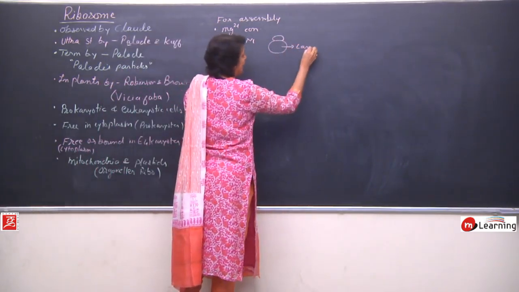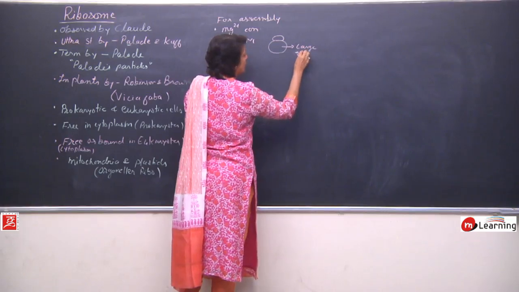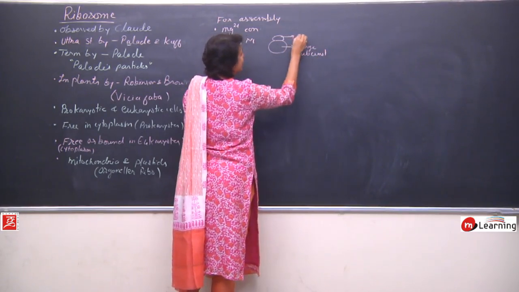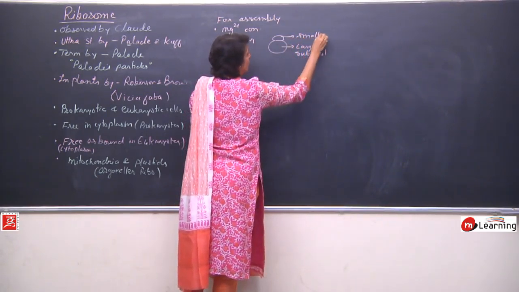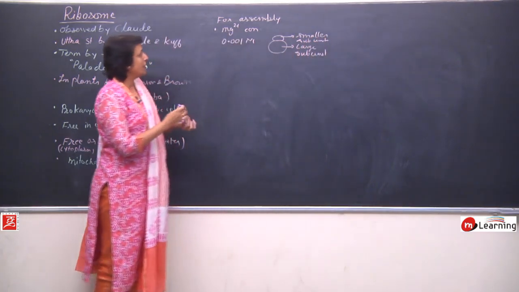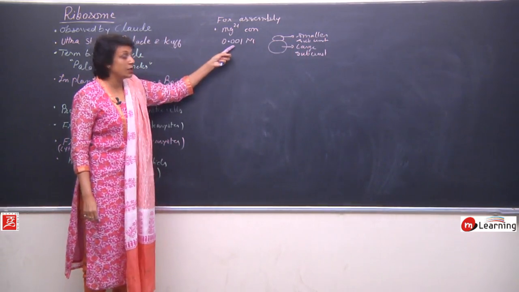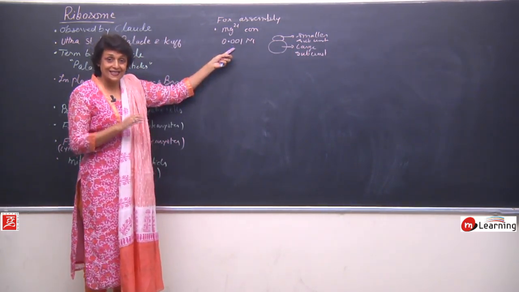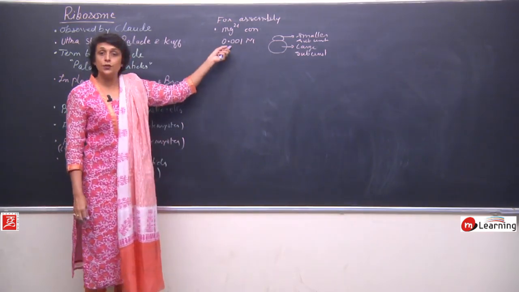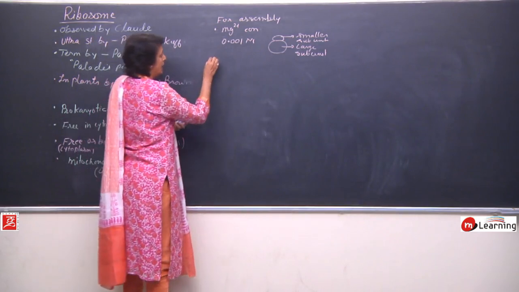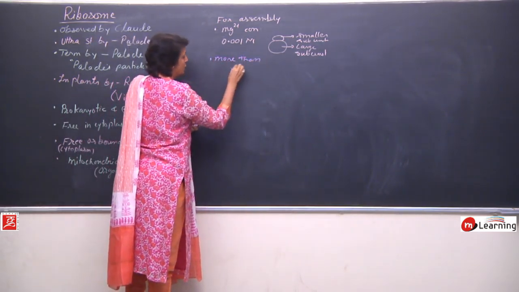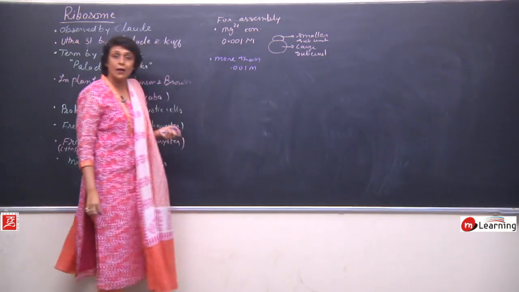So this is the larger or large subunit, and this is the small or smaller subunit. What is required for assembly is this much magnesium ion concentration. If it is less than this, then these two subunits will separate. If the concentration is more than 0.001 molar, then what is going to happen?